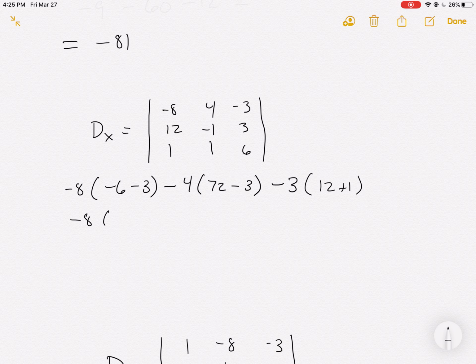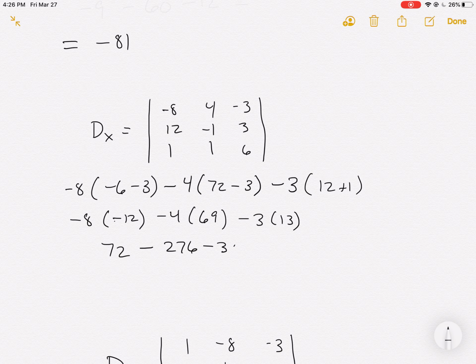So this is negative 8 times, well, negative 6 minus 3 is negative 12. And minus 4 times 69, minus 3 times 13. And so we're going to get a 72, and a minus 276, and a minus 39.